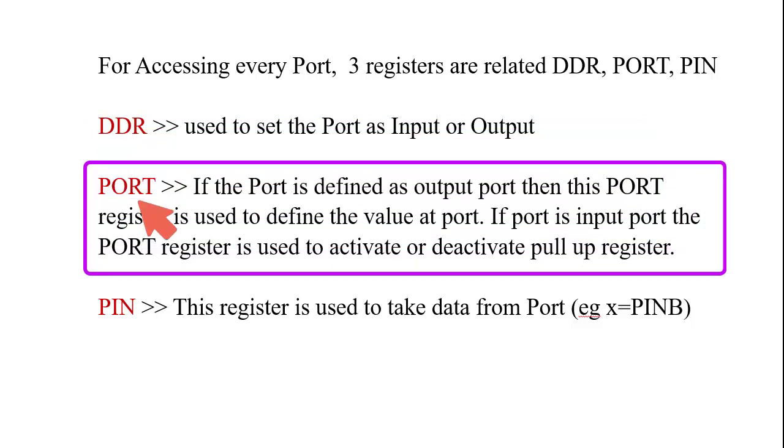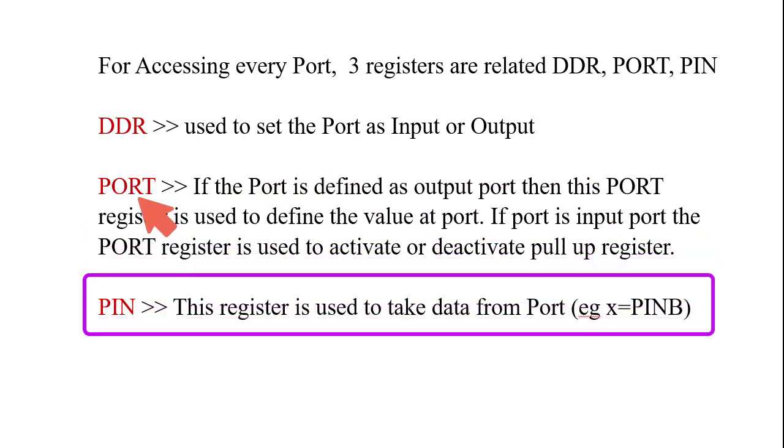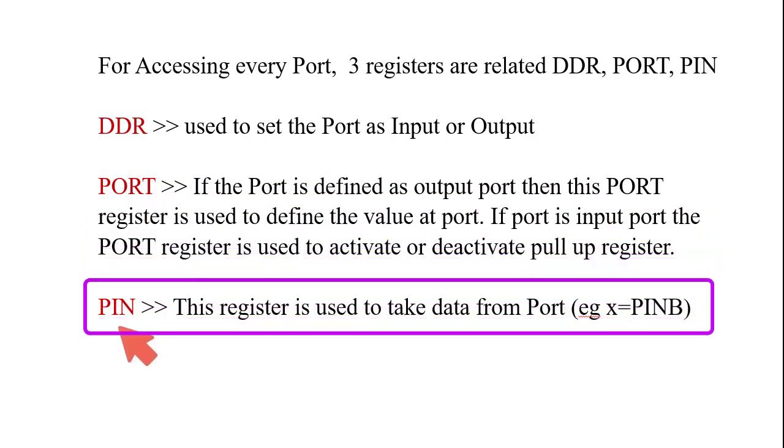If the port is defined as an output port, then the port register is used to define the value of that pin, whether it is 0 or 1. But if the port is an input port, then the port register is used to activate or deactivate the pull-up resistor. The pin register is used to take the data from the port when the port is used as an input port.